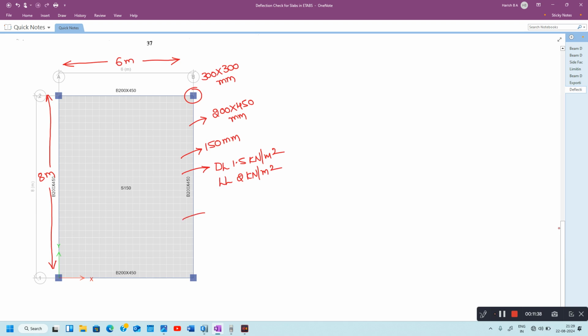Mesh specifications: I have used a rectangular mesh of size 0.3 into 0.3 meter. And floor to floor height is 3 meter.